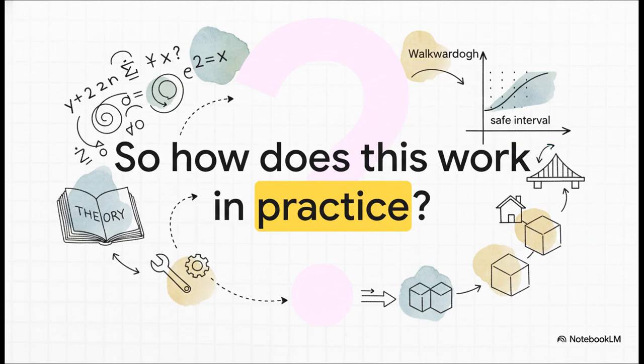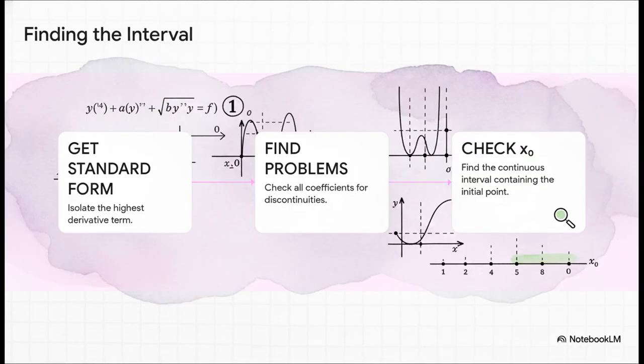Let's stop talking in the abstract and just walk through an example. It's really just a simple three-step process. First, and listen up because this is the step everyone messes up, you must get the equation into standard form. That just means the highest derivative, whatever it is, has to have a coefficient of 1. Isolate it. Second, you go on a hunt. You look for any spots where your coefficient functions might be discontinuous. And finally, you look at your initial condition and find the continuous interval that it lives in.